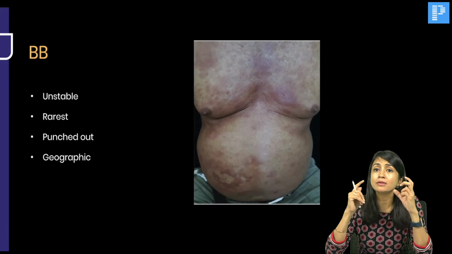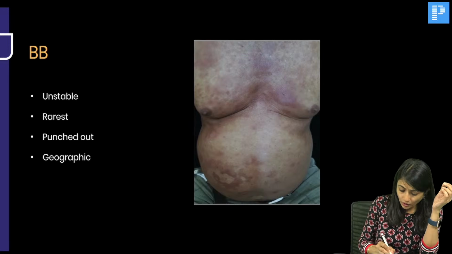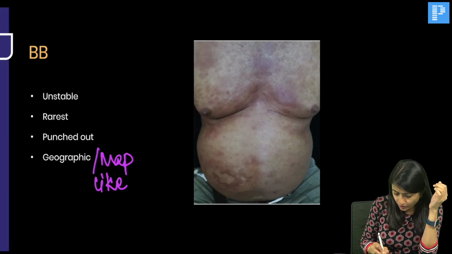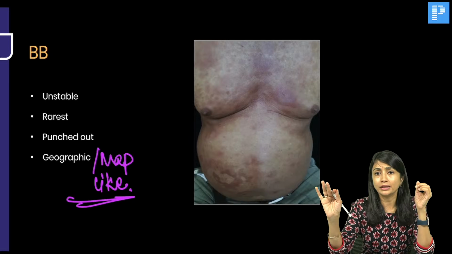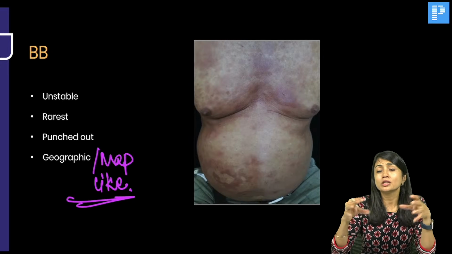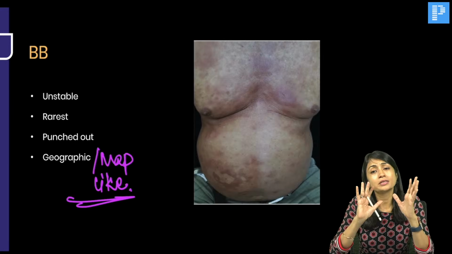Then this is BB Hansen. BB Hansen is the most unstable form of Hansen. Here you see geographical or map like configurations. So, I am giving you the important points: satellite lesions, pseudopodia, BT Hansen; inverted saucer appearance, BL Hansen; BB Hansen, geographical or map like configurations. Right, this is the unstable form.